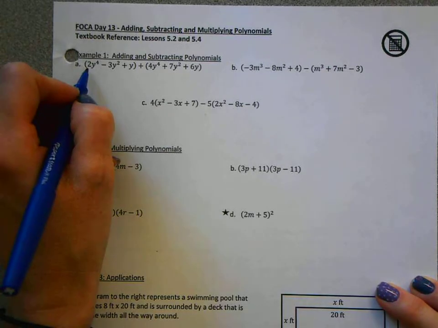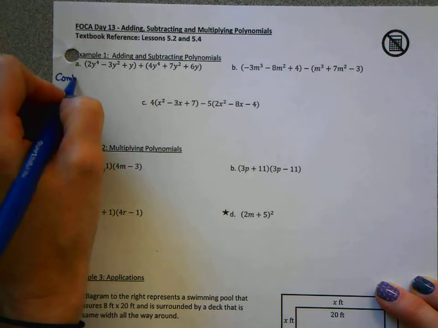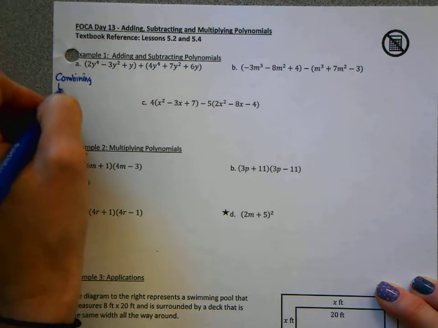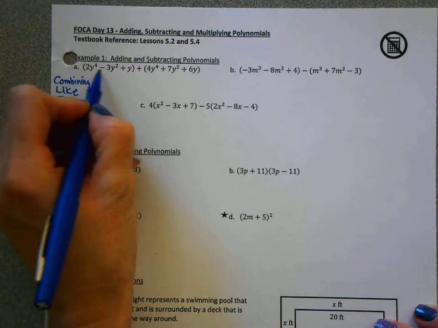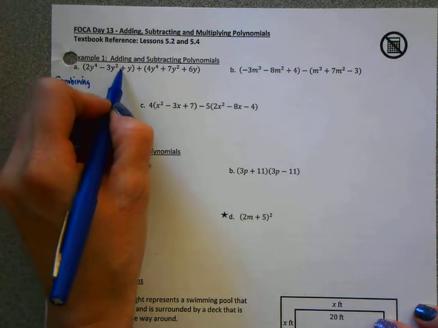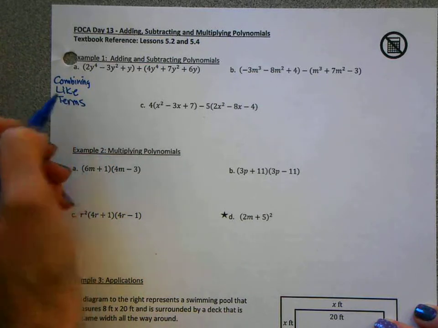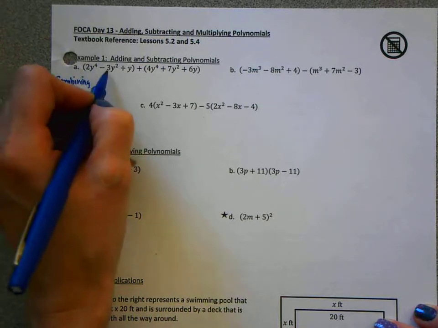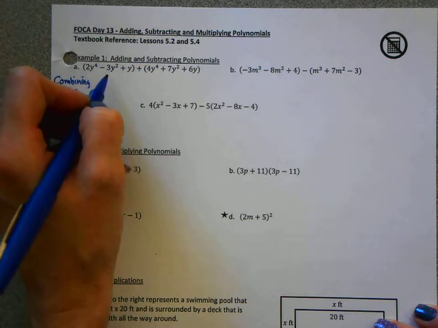Let's start with an adding example here. Adding is just combining like terms. So we need to know what a term is and what like terms are. Terms are each of these things that are separated by the pluses and minuses as you go along. So we've got 2y to the fourth, negative 3y squared, positive y. We've got terms over here. Like terms means that their numbers can be different, their signs can be different, but their variable and exponents have to be exactly the same.